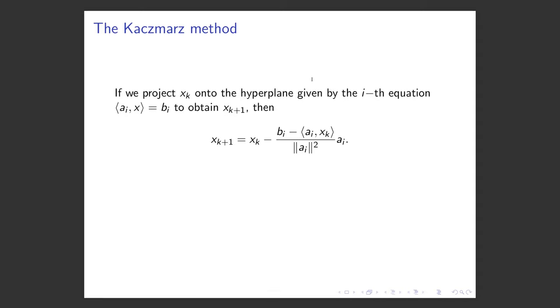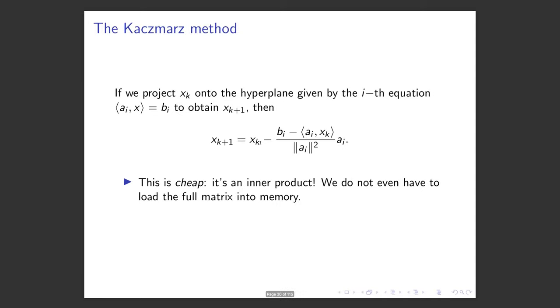And in particular, it's also very nice to write down the formula for what happens. If I project onto a hyperplane, then you know, this is the magic, there should be a plus here. I say it's very simple, but I mess it up every time. Minus or plus, whatever one's correct. Main point is the following. It's an inner product. So the only thing you do when computing the next iterate is you compute one inner product with one row of the matrix, the row that corresponds to the hyperplane.